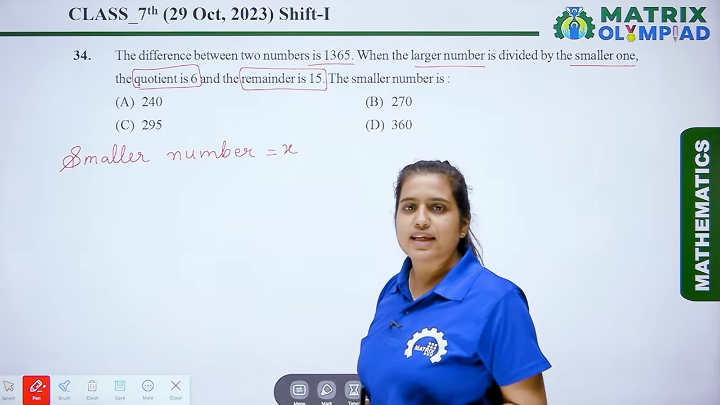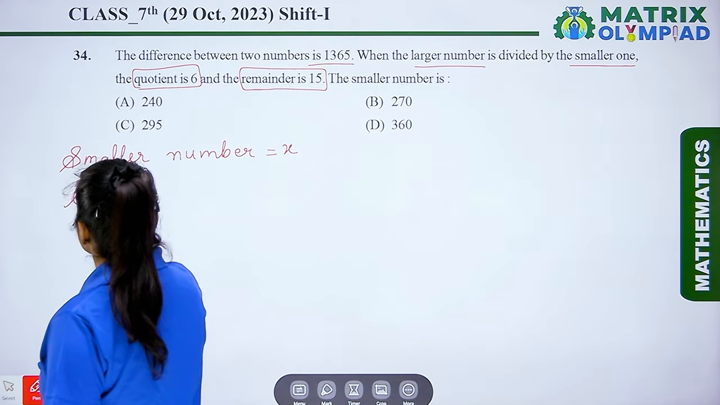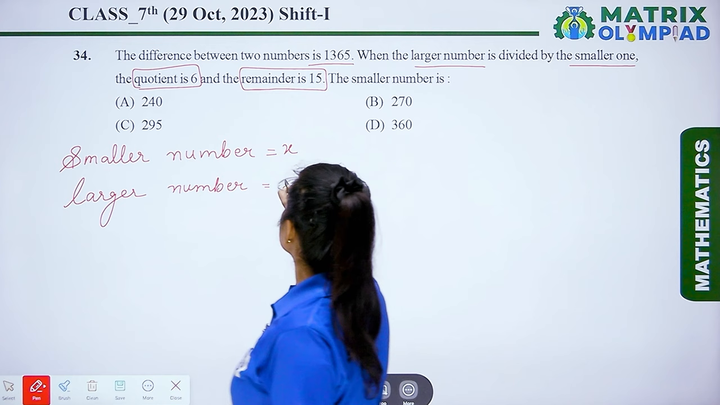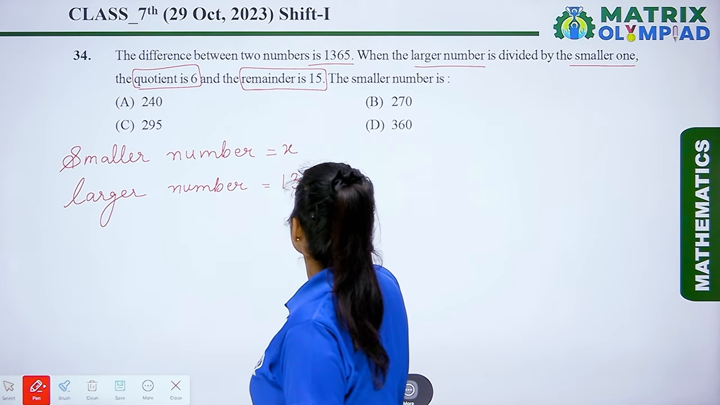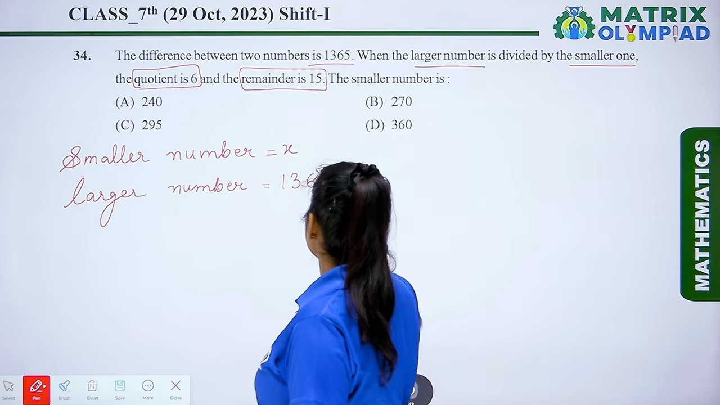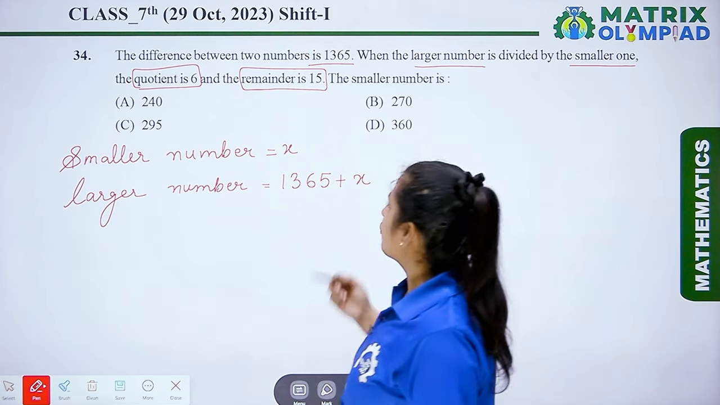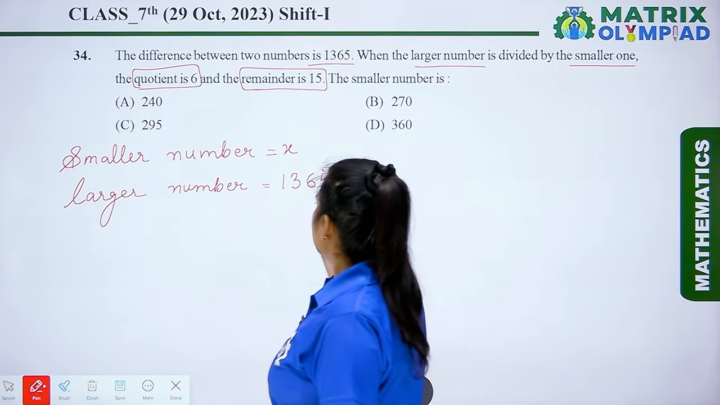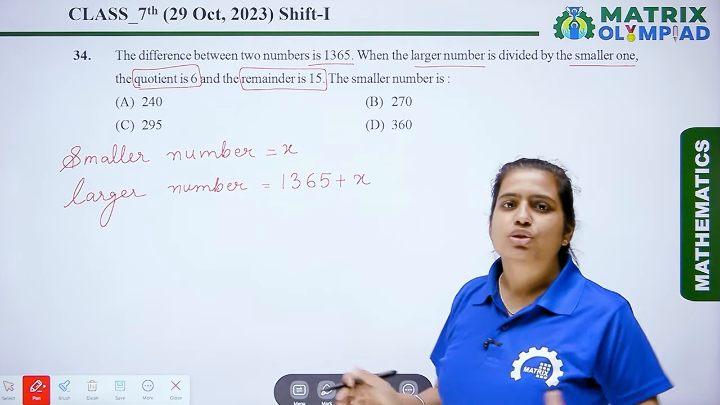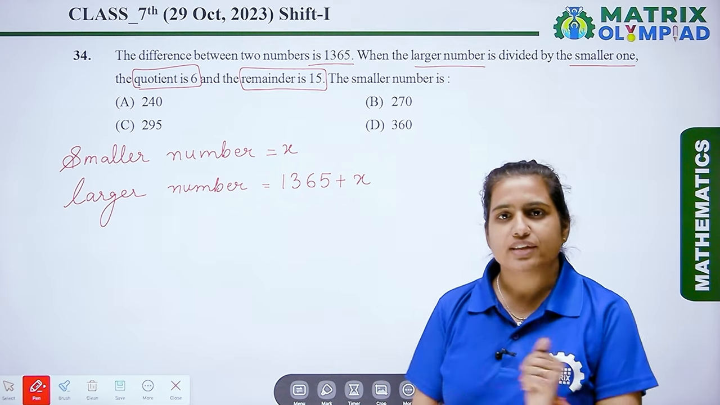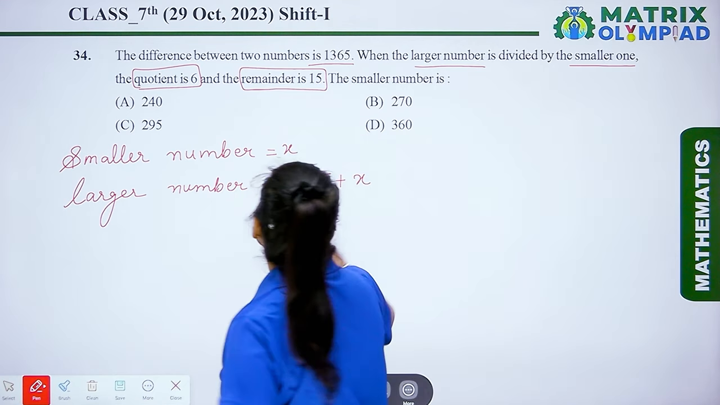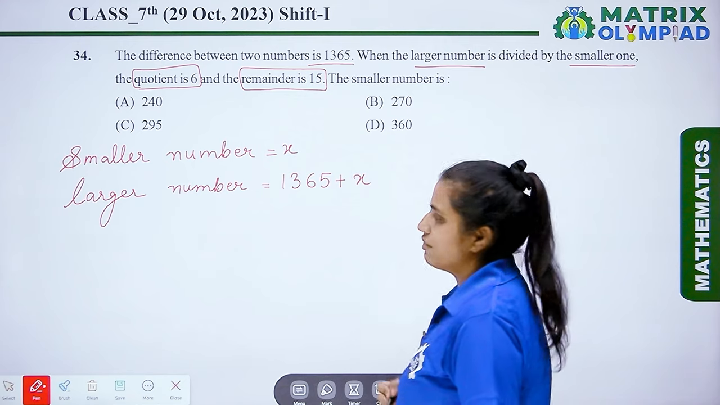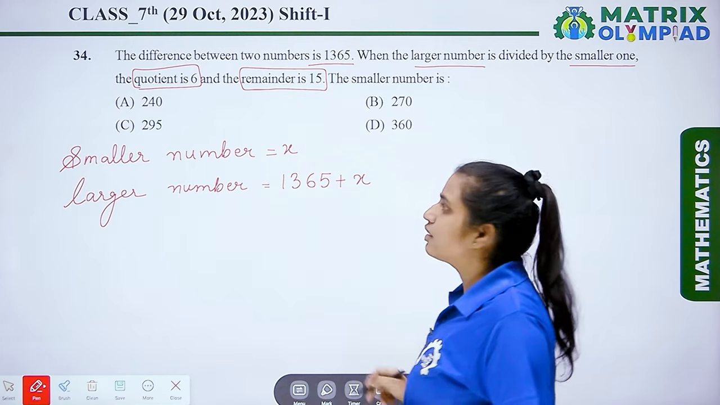If the smaller number is x, then the larger number is 1365 plus x. As the difference between these two numbers is 1365, we have added 1365 to the smaller number to get the difference of 1365 in these two numbers. Now, the next statement is when the larger number is divided by the smaller one, then quotient and remainder are given to us.